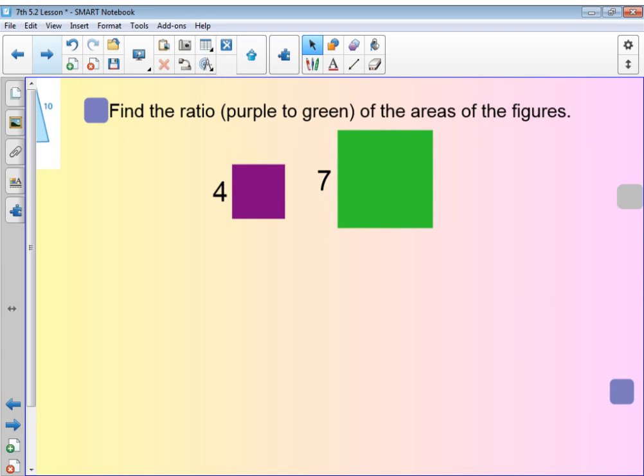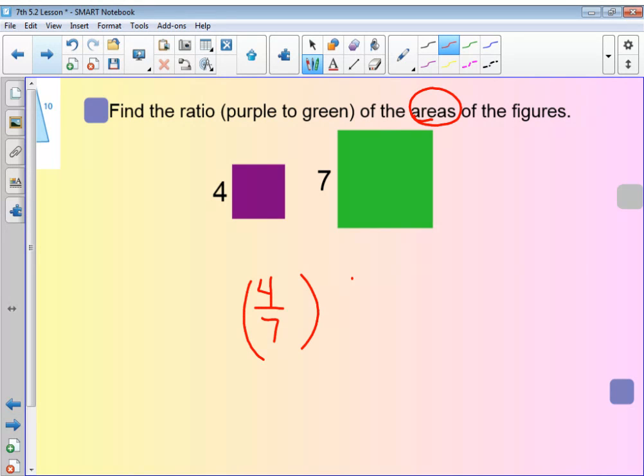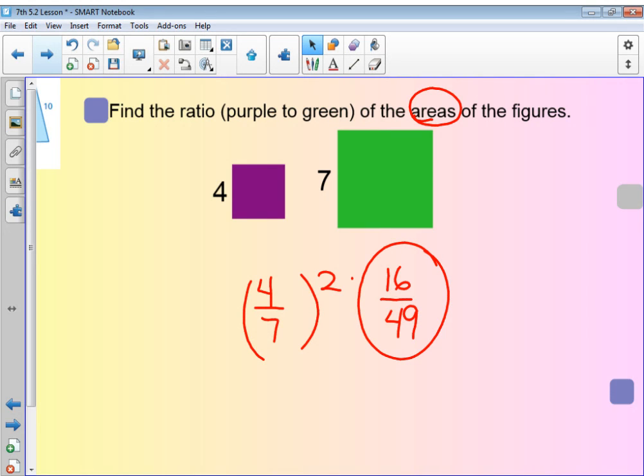Okay, so I want you guys to go ahead and try this one. Find the ratio of purple to green of the areas of the figure. So remember, it's asking areas, so there's that one extra step. So go ahead, pause your video really quick and work your way through this one. So your final answer you should have gotten was purple to green. Well, purple's area was 16/49 of the green area.